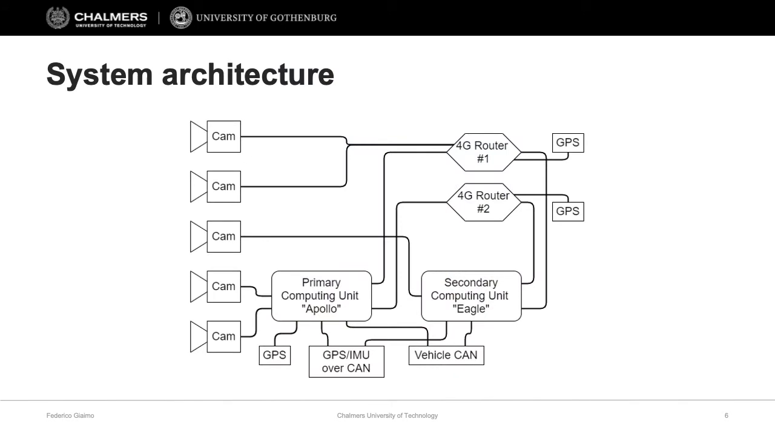This is the architecture of the system. The computing units were connected to cameras, GPS sensors, and the vehicle CAN network, as well as two 4G routers to guarantee external connectivity.